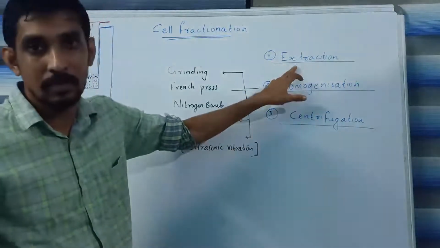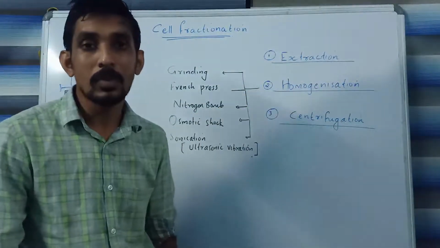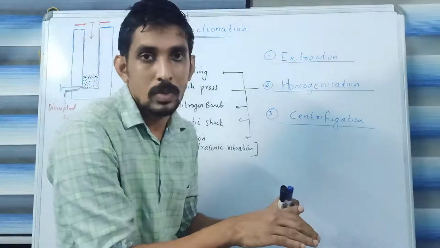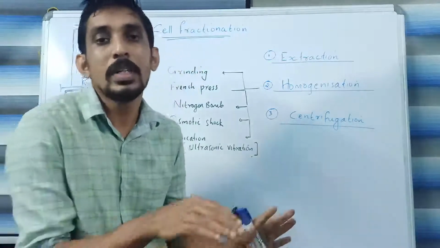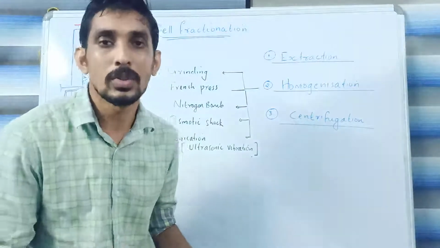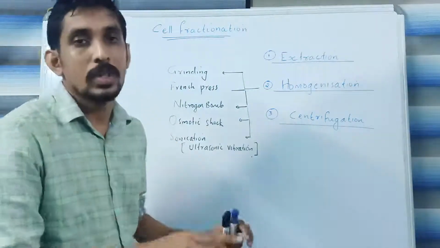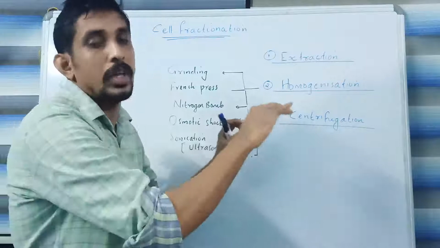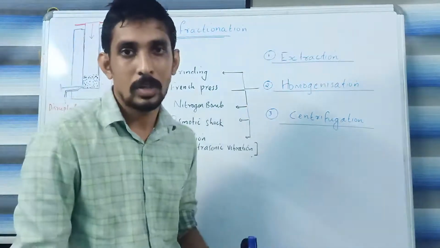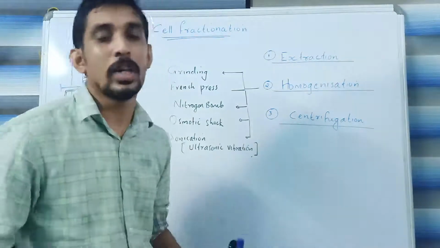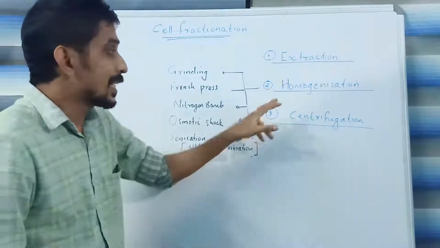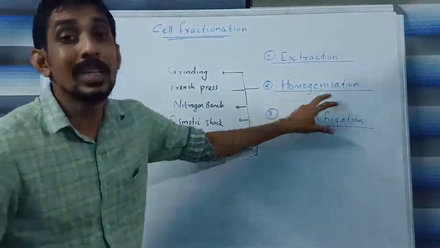One is called extraction. During extraction, we keep the cells or tissue in a solution having a particular pH and salt content. Usually we take a 0.1 molar sucrose solution for the process of extraction. So in extraction we take a tissue or cell in order to isolate the cell organelles present in that cell. The second step is the crucial step, called homogenization.